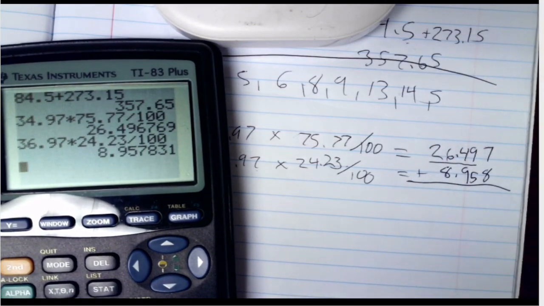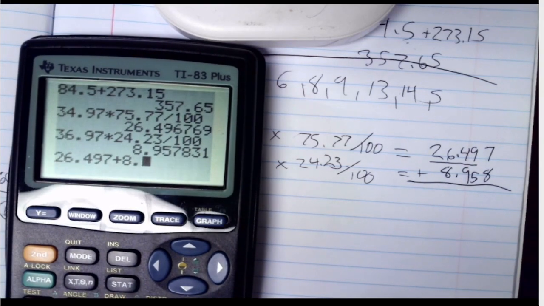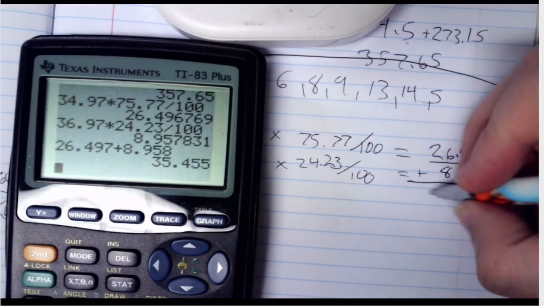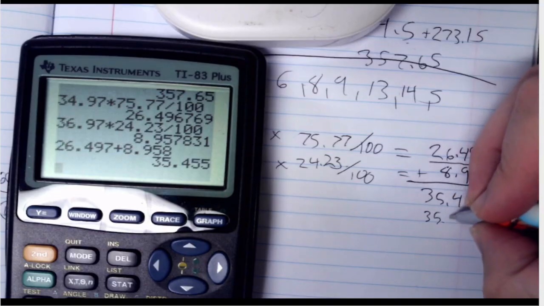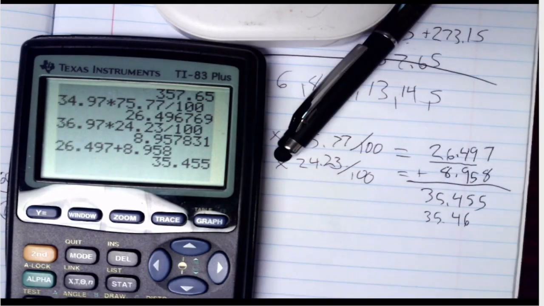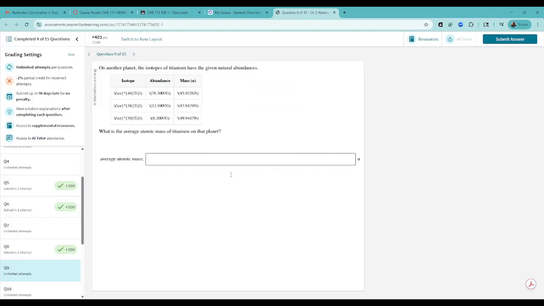So 26.497 plus 8.958 gives me 35.455, which gives me 35.46. I might be off by a smidgen. 35.45 is what I would get if I looked up on the periodic table. A harder one, titanium. We have 3 isotopes.